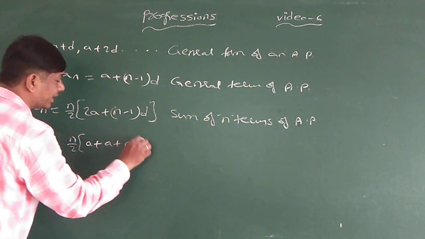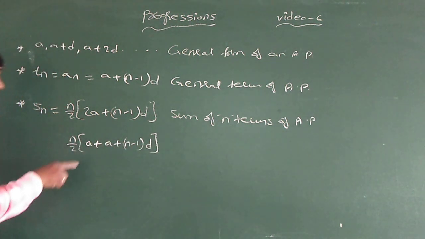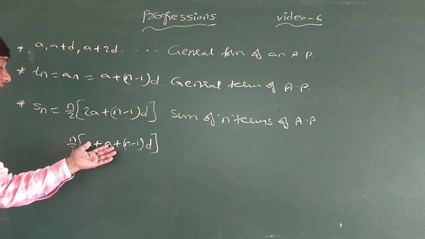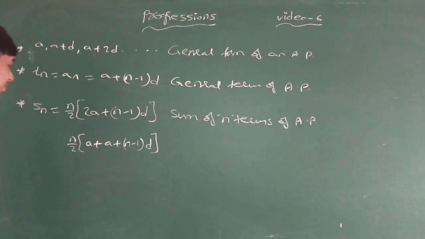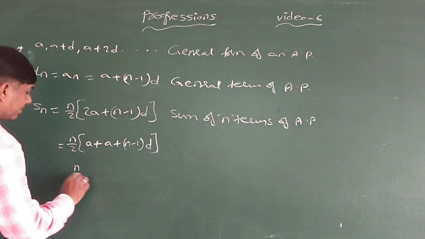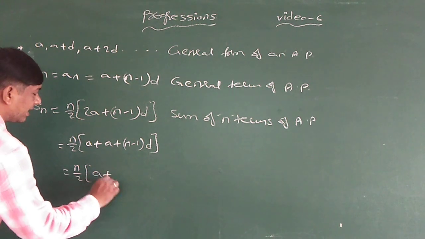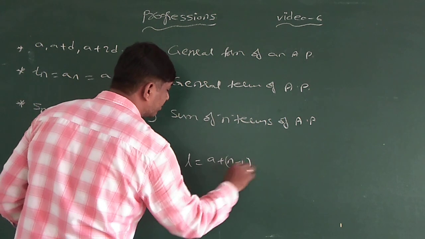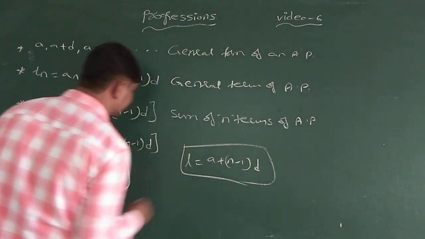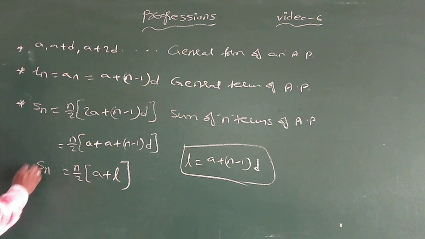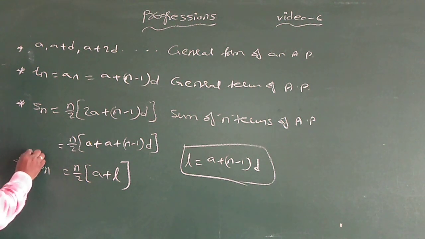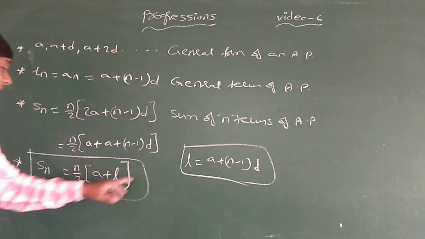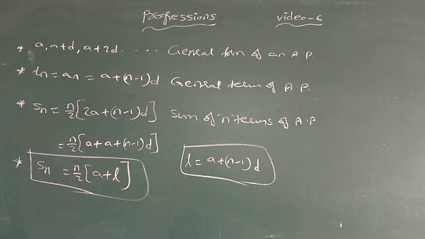then a plus n minus 1 into d, if it is a finite sequence, will be the last term. So this can be written as n by 2 into a plus l, because l is equal to a plus n minus 1 into d in a finite sequence. So Sn is another formula when the first term and last term are given: n by 2 into a plus l. Is it clear? Please note this down, and the application of this will be in the next class. Thank you.